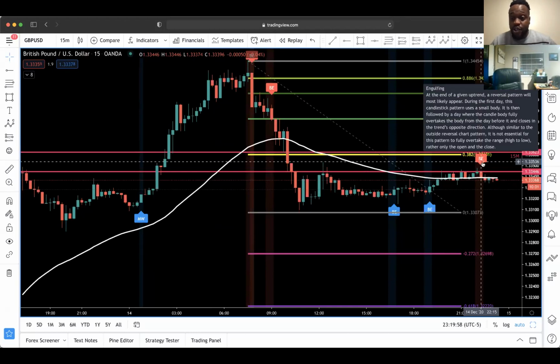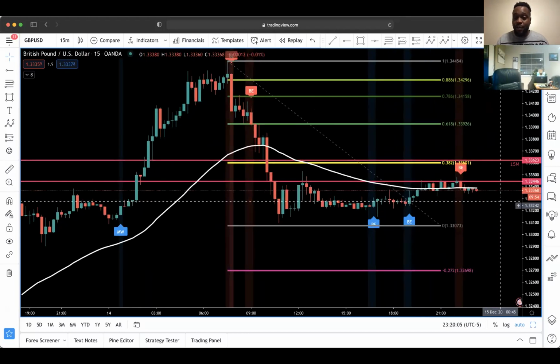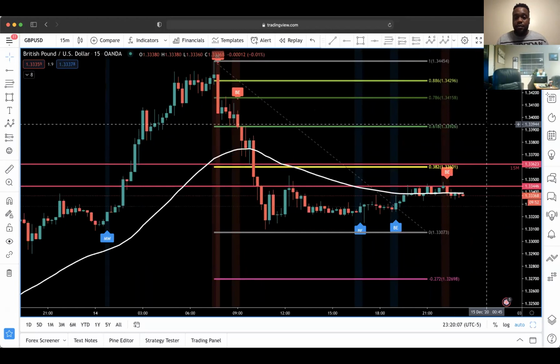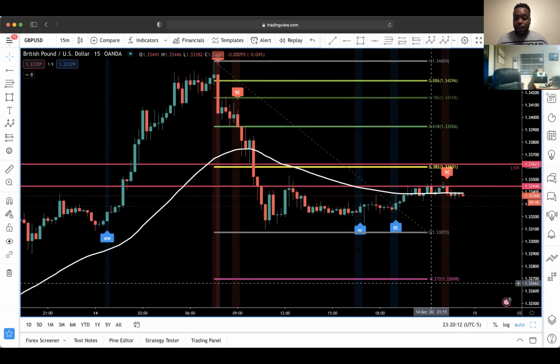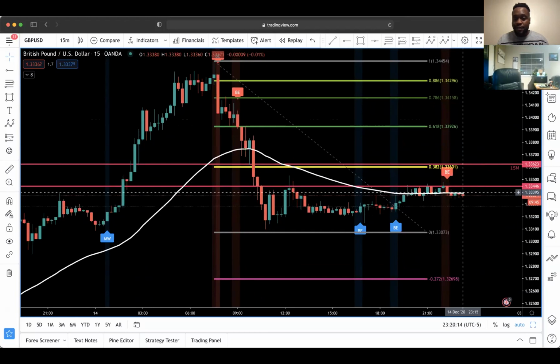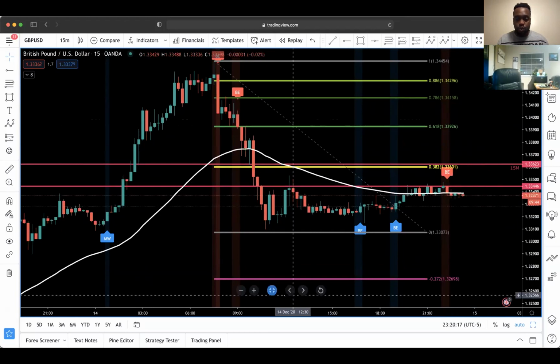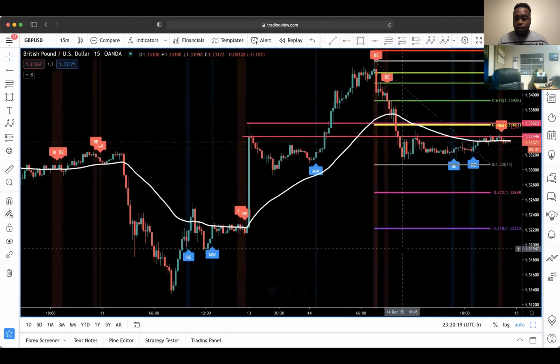Am I safe to enter in short? Maybe, but I still expect one more push up. So I'm not going to enter. I'm going to put my pending up here, stop loss up here, and then my TP all the way down here. Let me start that over.